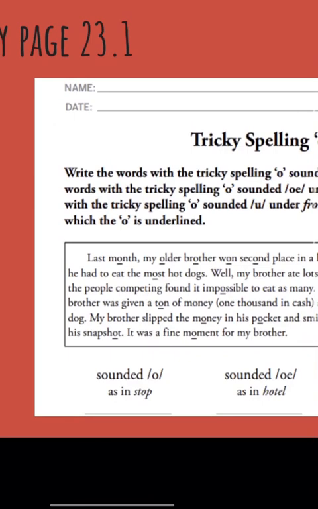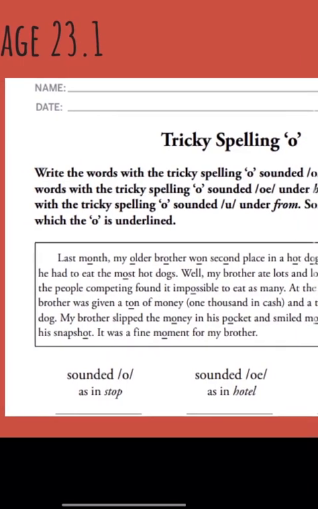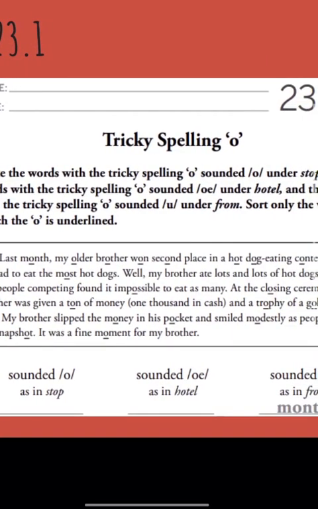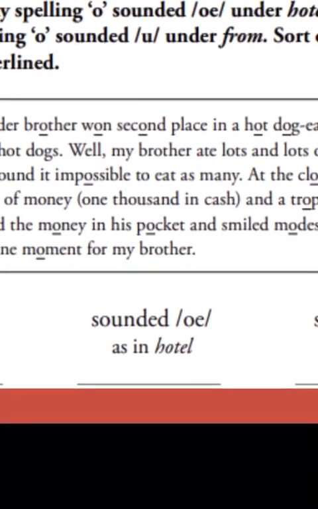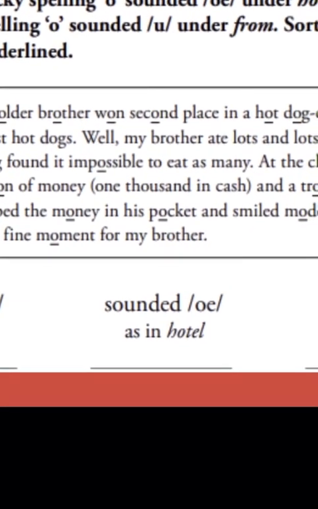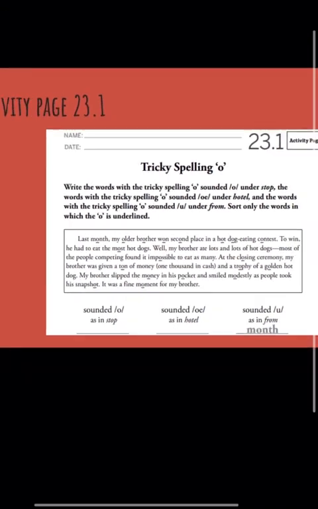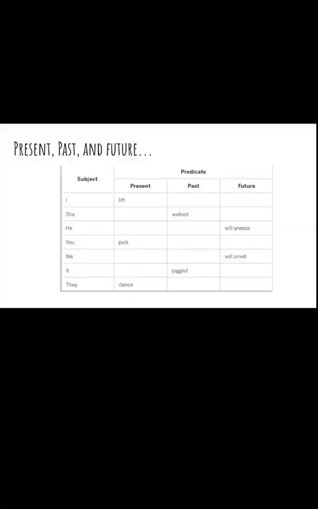We have older. That O is making what sound? Think about it for a minute. Older. If you said the O sound, you are correct. That O is saying its name. Older, hotel, this second column here. So you're going to write older in that second column. Okay, and you're going to complete this activity page. You can do it now by pausing this video, or you can do it at the end. Let's go ahead and move on.